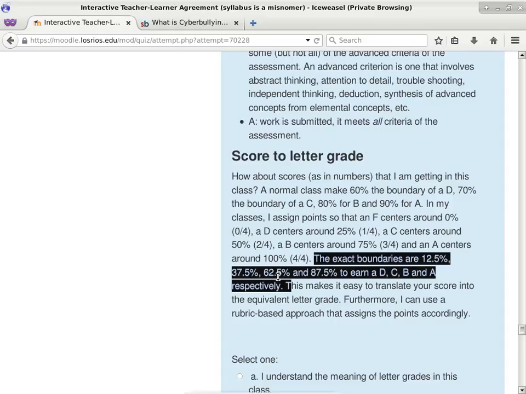Are there any questions about how I assign letter grades based on score? Doesn't that mean it's easy to pass this class with a good grade? I'm not going to answer that question. You guys can ask around, but I'm not going to answer that question.